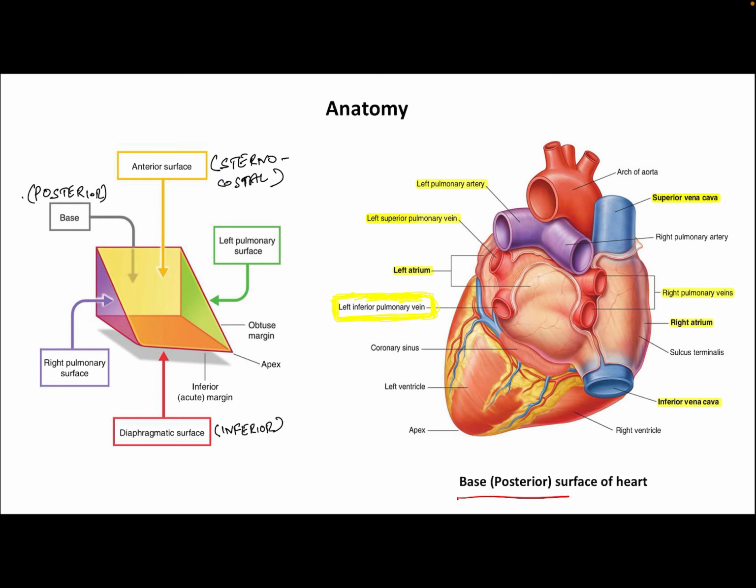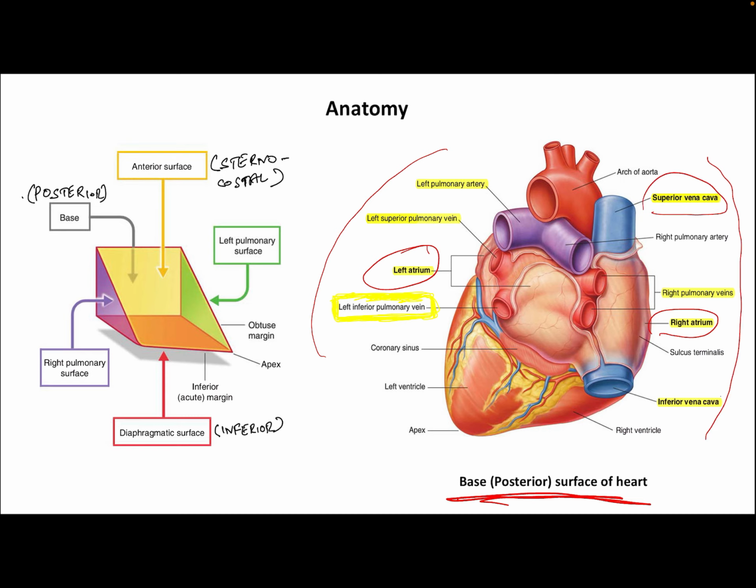Base of the heart, it is formed by the left atrium, some part of the right atrium, and the majority of it is from the vessels of the heart. Okay, so we have the superior vena cava, the inferior vena cava, and the pulmonary arteries and the pulmonary veins.